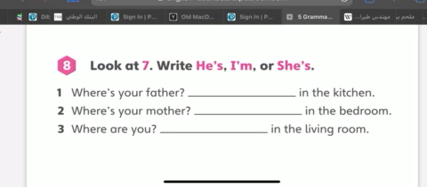The last question. Where are you? When we ask where are you, we have to say I. That means I am. I am in the living room. I am in the living room. Yalla. Write these pronouns. The first one is he's. The second one is she's. The last one is I am.